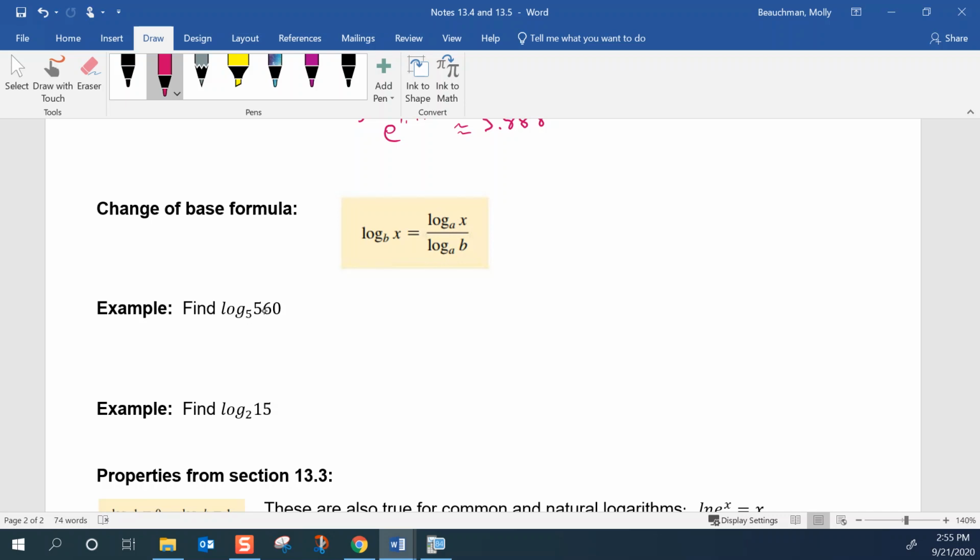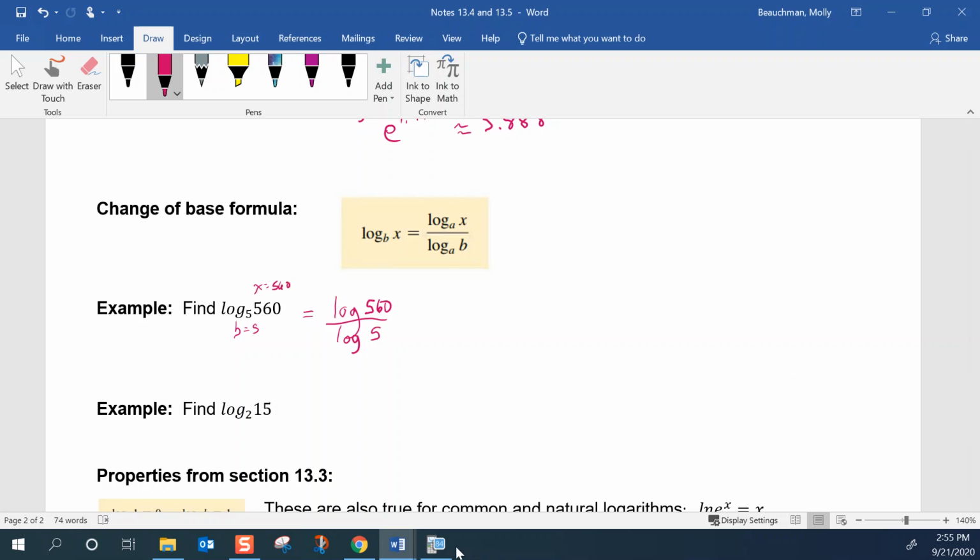So to find the log base 5 of 560, we're going to use the log base 10 of our calculator. It's log of x, log of 560, divided by the log of 5. Okay, so in this case, b is equal to 5, and x in this case is equal to 560. Now we can use the calculator.